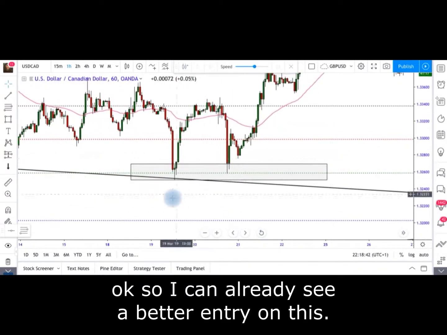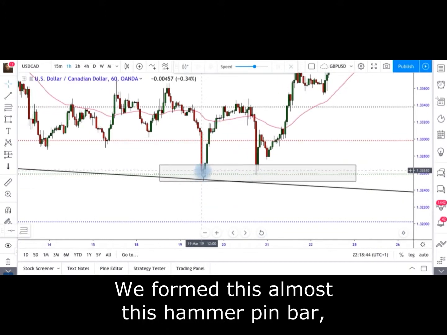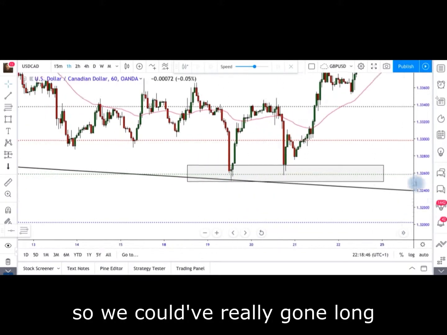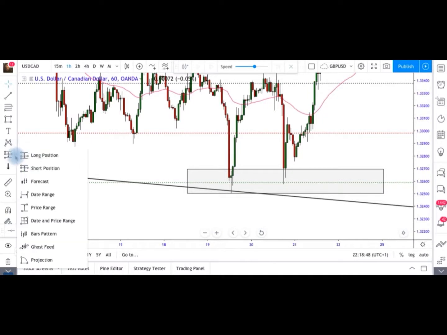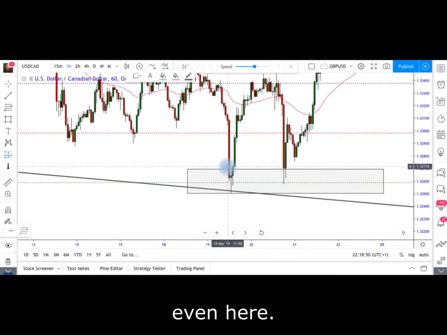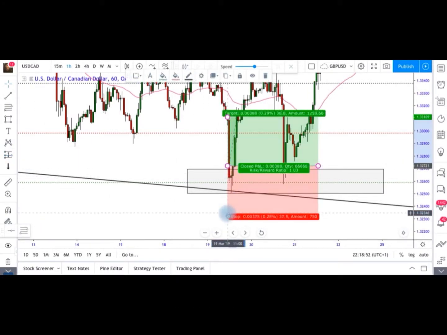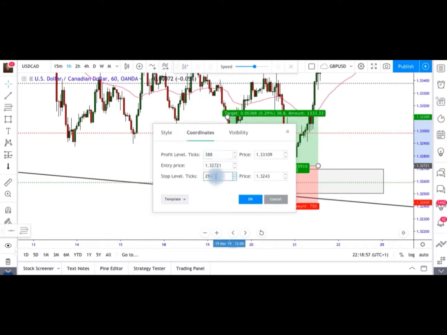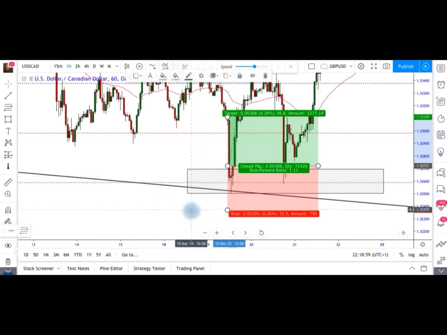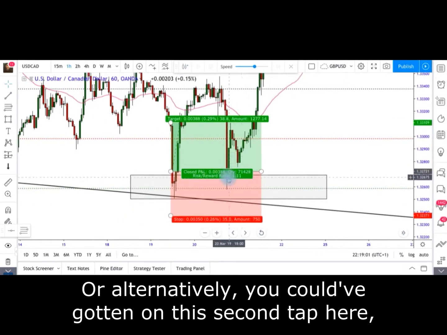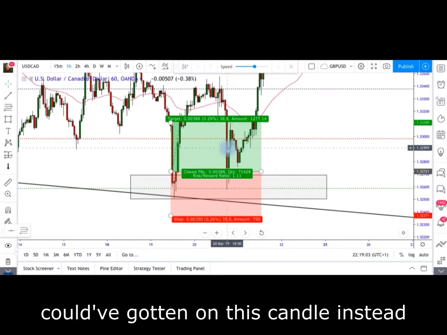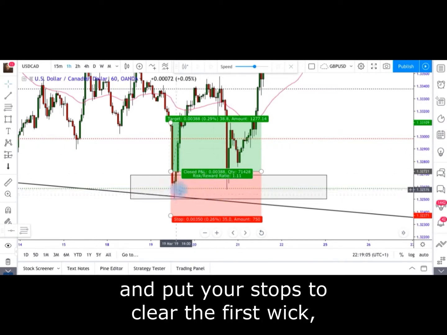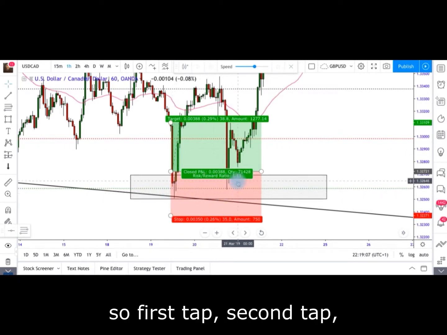Okay, so I can already see a better entry on this. We formed this almost this hammer pin bar, so we could have really gone long. Even here. Price stops 35 pips below. Or alternatively, you could have gotten on this second tap here. Could have gotten on this candle instead and put your stops to clear the first wick. So first tap, second tap.